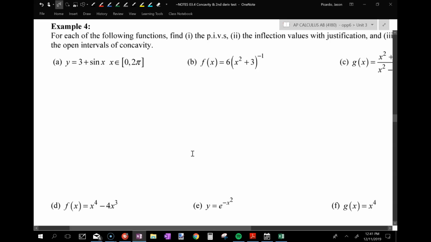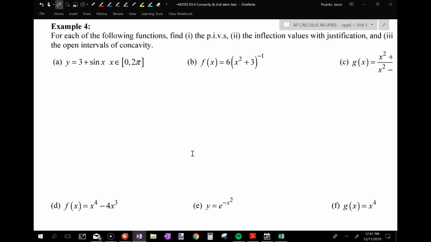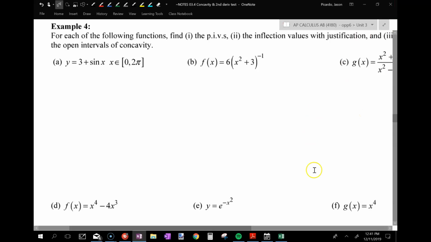Example A. Now, we're probably going to spend at least a full day going over these examples, okay? We're probably only going to get through 3 of these right now, just because there's a lot to talk about. So what do I want to know here, guys? I want to know what are my PIVs, my potential inflection values? What are the actual inflection values? And give me the concavity of the curve. Fair enough?